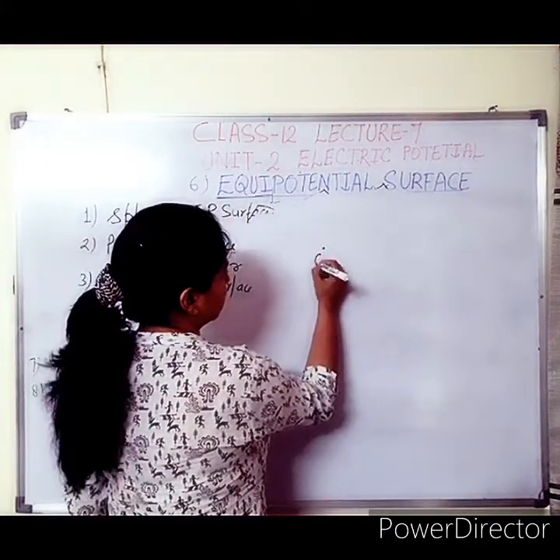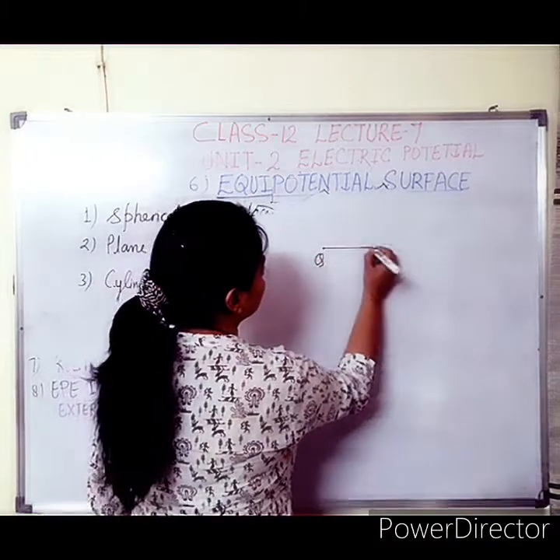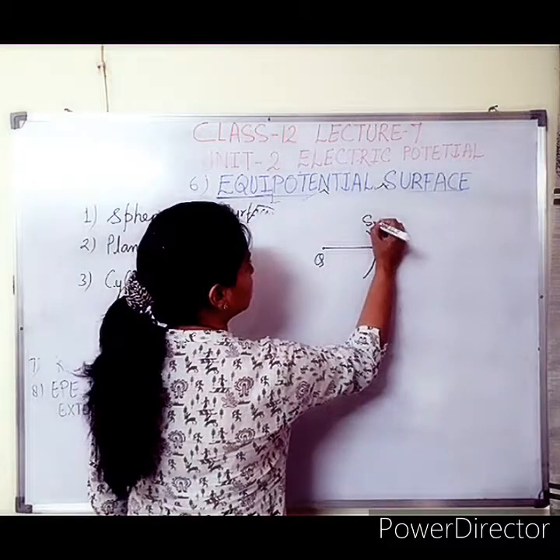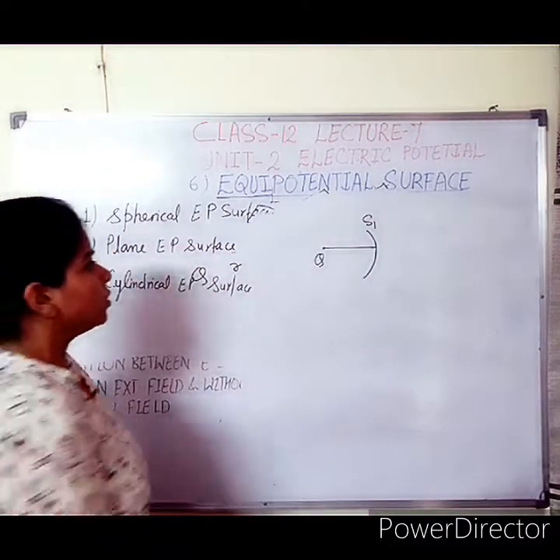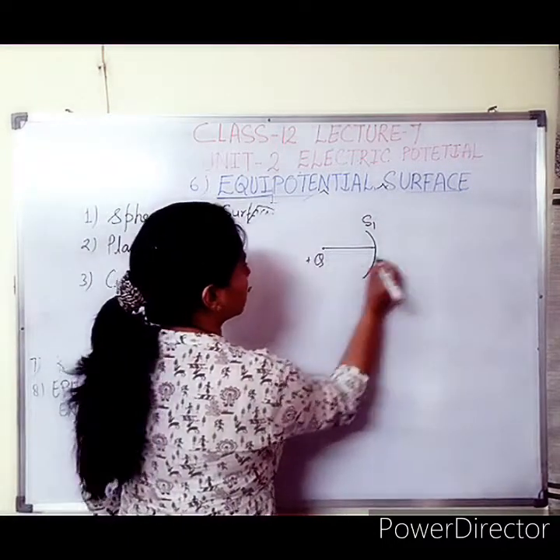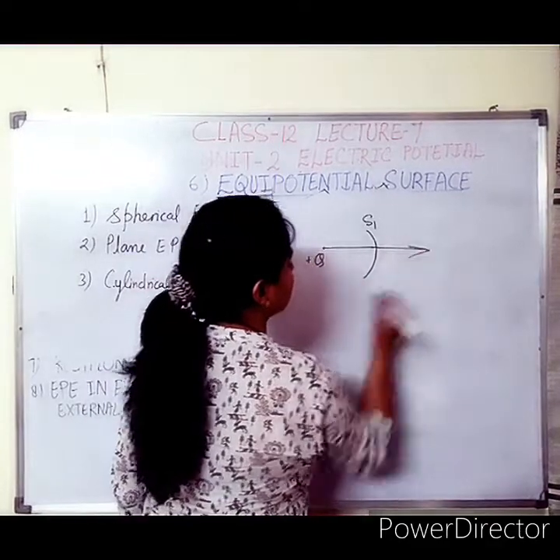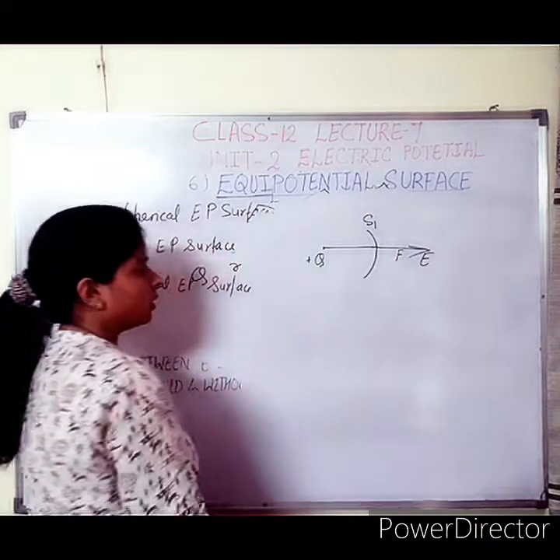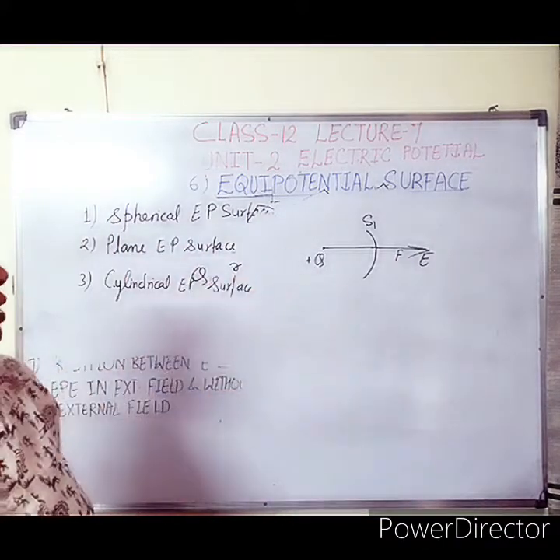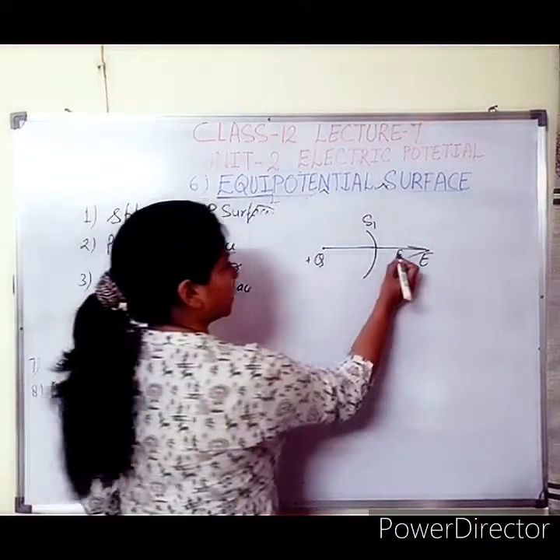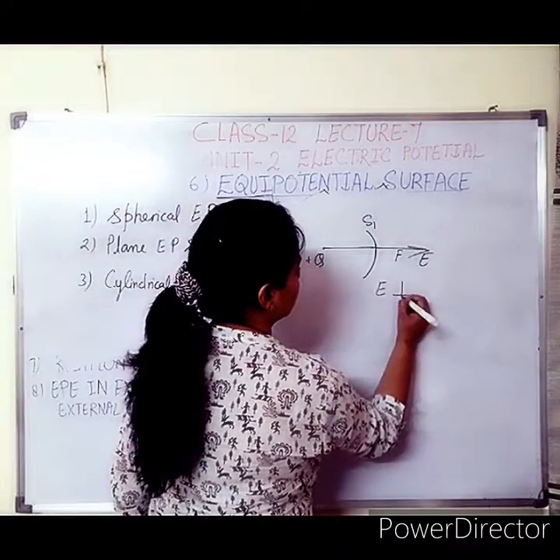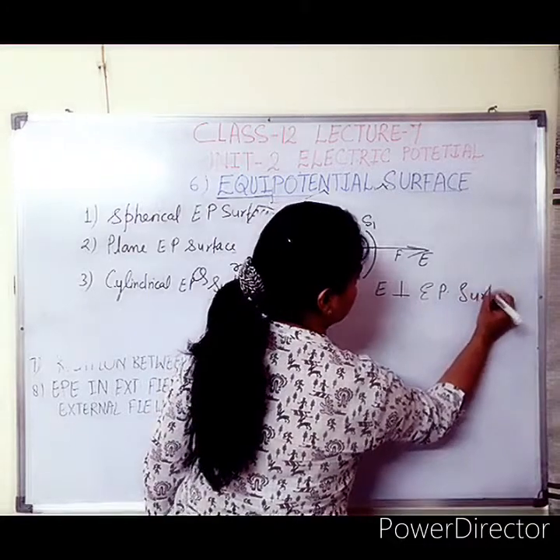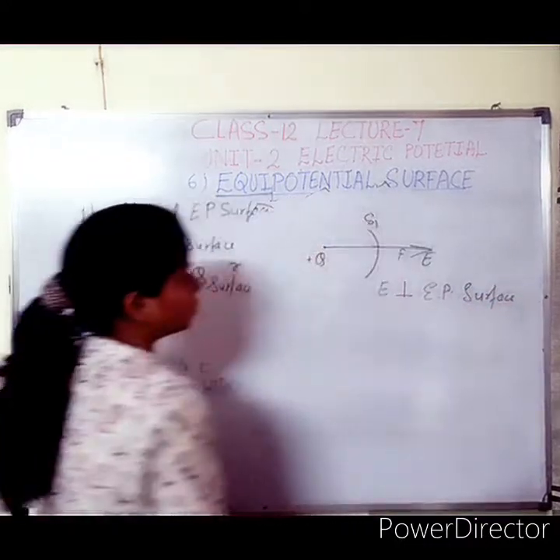I have drawn one point charge. This was the simplest case, that is why I have taken it here. This is an equipotential surface, surface number 1. So you can see here the point charge applies the force in this direction, so the direction of electric field is also towards the same direction of force. So electric field is always perpendicular to the equipotential surface. Remember this point. You can note this point.